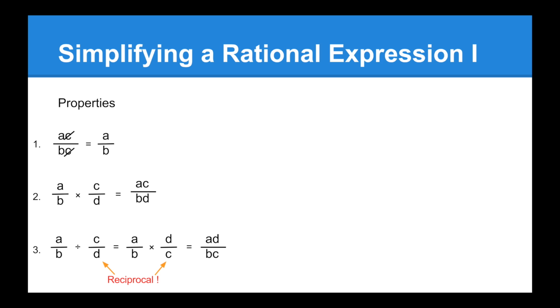And then A divided by B times C divided by D equals just the numerator multiplied by the other numerator and the denominator multiplied by the other denominator. So it's AC divided by BD. Then if it's a division, we make C divided by D into its reciprocal and then we multiply, just for the sake of being simple. So it becomes AD divided by BC.